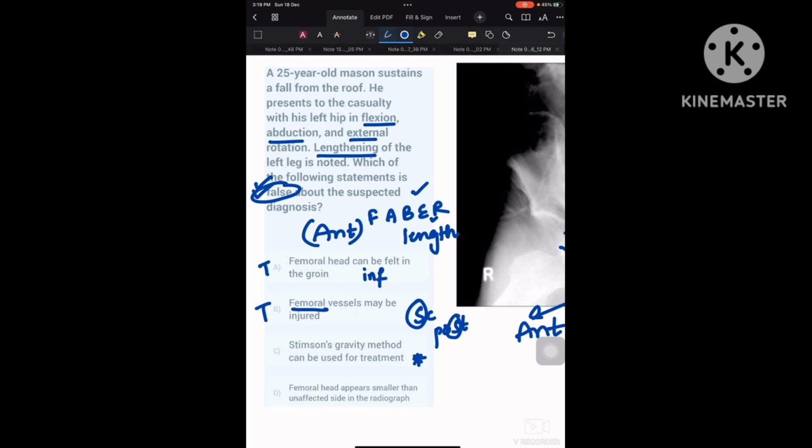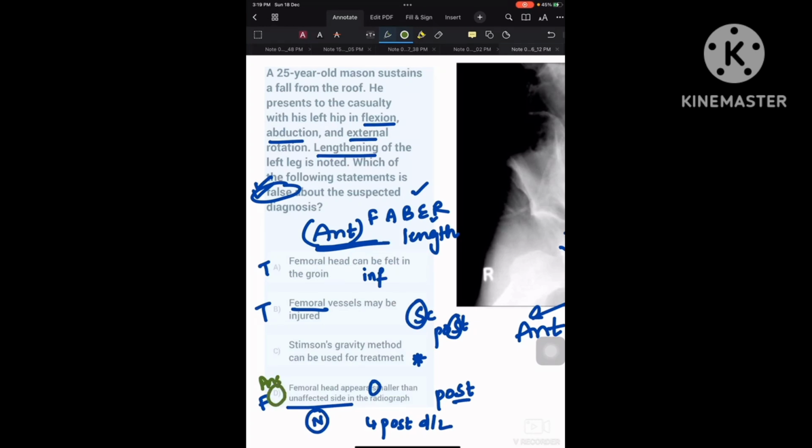But coming to the fourth option, femoral head appears smaller than the unaffected side in the radiograph. So unaffected side is nothing but normal side, right? So femoral head appears smaller. Smaller S is for posterior, isn't it? So this statement is pointing towards posterior dislocation of the hip. So this is the false statement regarding the anterior dislocation. So this will be our answer now. So option D is the answer.